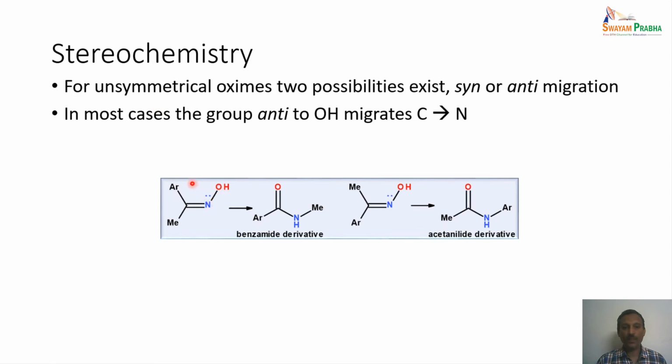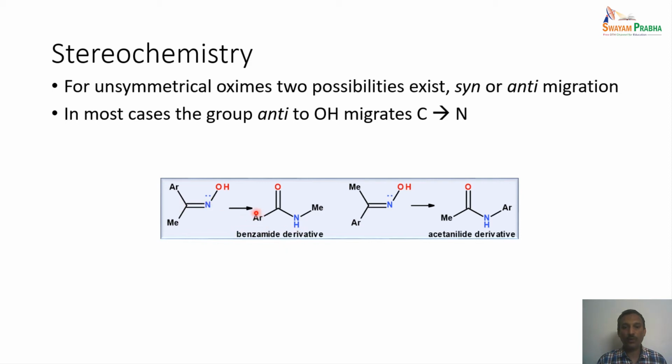Say, for example, here in this particular case, the methyl group is anti to the hydroxyl unit. The OH and methyl are on opposite sides. So when the Beckmann rearrangement happens, this methyl group migrates from this carbon to nitrogen. As you see here, this nitrogen is not having the hydroxyl. Instead, the nitrogen is having a methyl group. So the migration of this alkyl group happens from the carbon to the nitrogen, and we end up with a benzamide derivative.